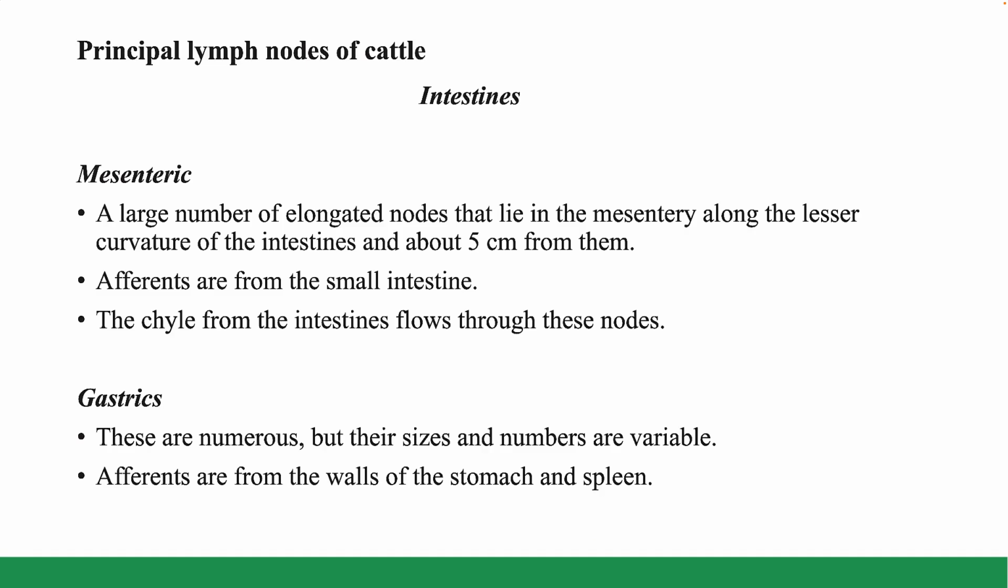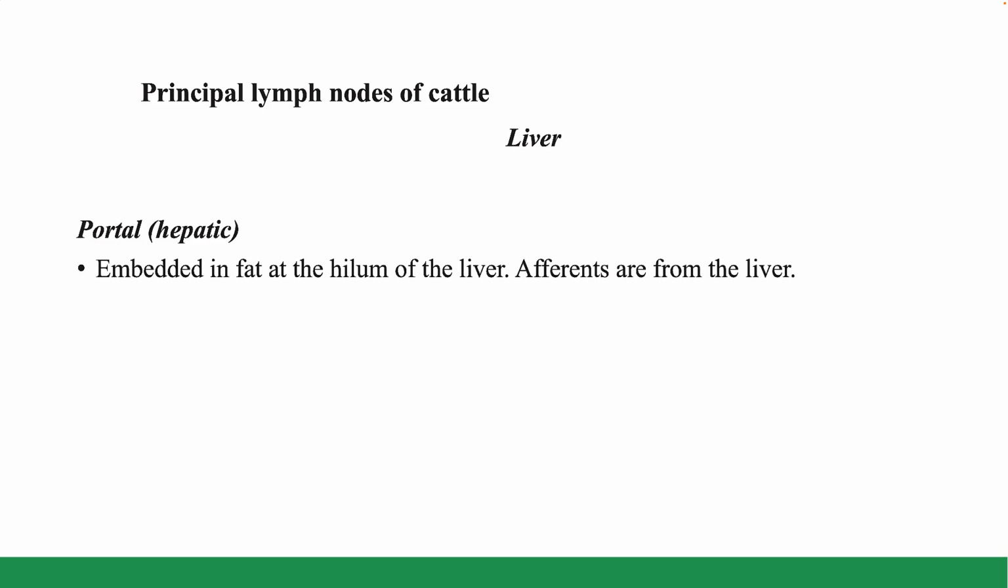And we also have the hepatic lymph nodes located in the liver, which are normally embedded in fat at the hilum of the liver. Afferents are normally from within the liver. So any abnormalities in the hepatic lymph node are an indication of infections within the liver.